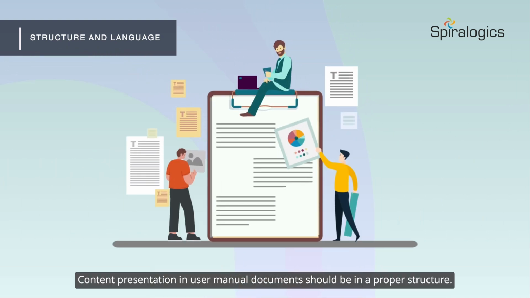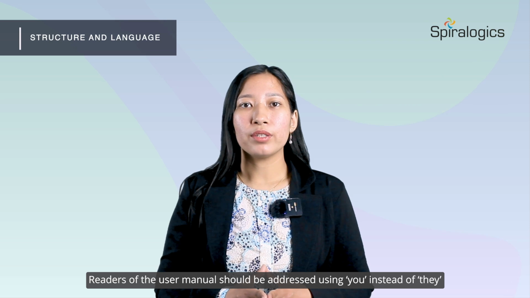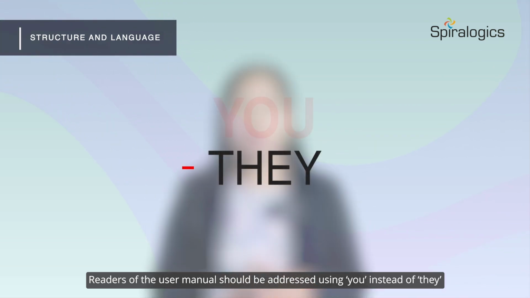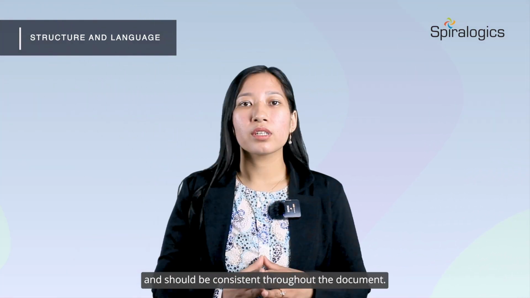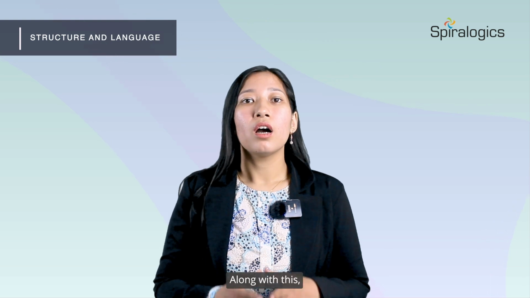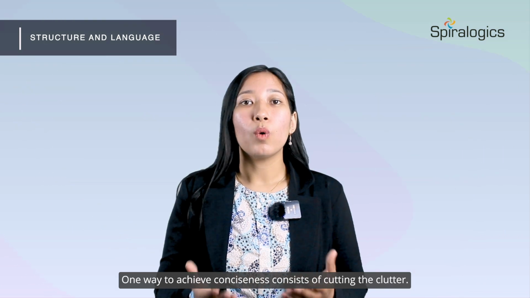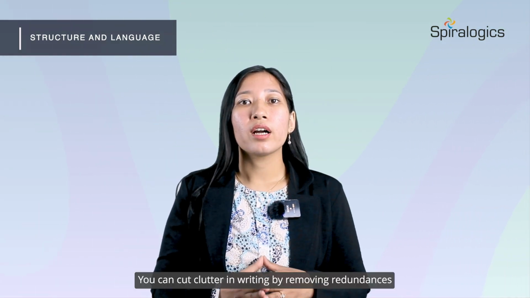Content presentation in user manual documents should be in a proper structure. Readers of the user manual should be addressed using you instead of they and should be consistent throughout the document. Along with this, your writing should also be as concise as possible while delivering information. One way to achieve conciseness consists of cutting the clutter. You can cut clutter in writing by removing redundancies.